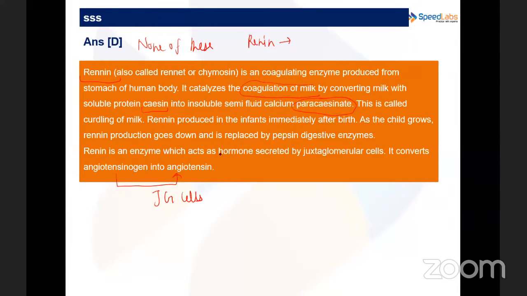But renin is produced in infants immediately after birth. In infants it is produced in higher quantity, but as the child grows, renin production is decreased and its function is replaced by pepsin that is released by the stomach. So renin concentration decreases as the person passes from infancy and grows in age. I hope you are clear with this question and the difference between the renin that is secreted by the JG cells and that is present in the stomach of infants.